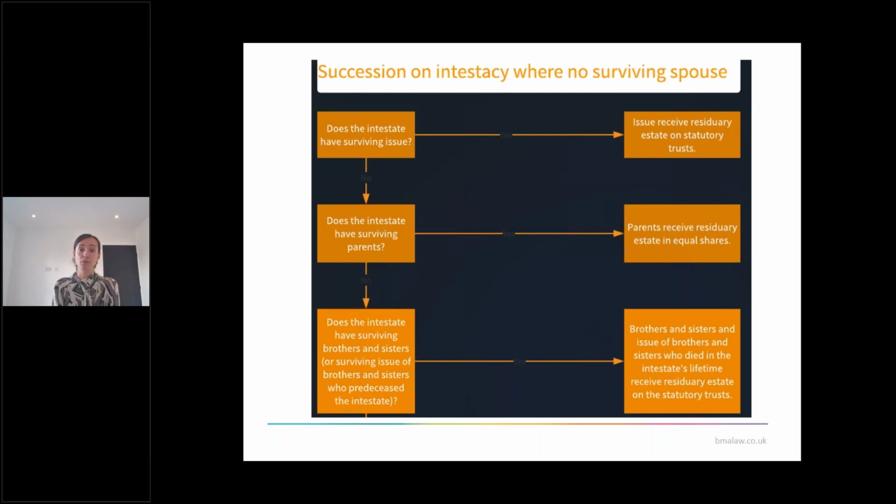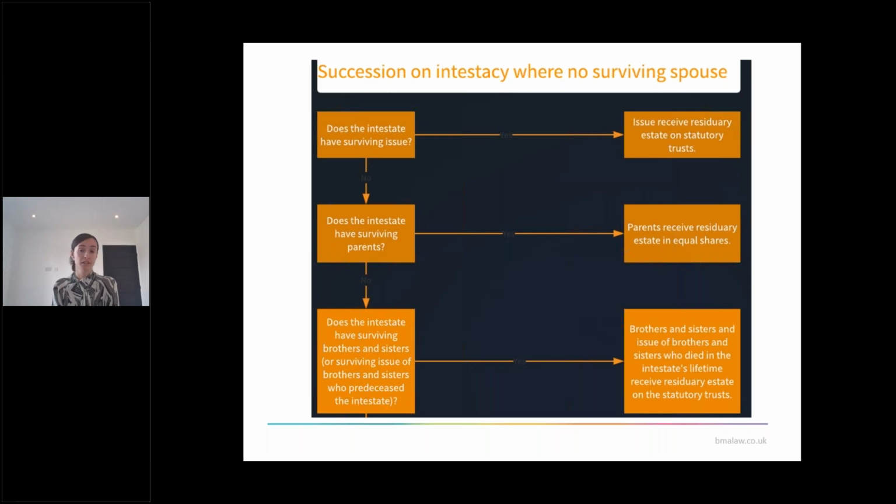If a person dies without a spouse or civil partner, the estate would pass in accordance with this flowchart. Firstly, we would ask, does the intestate have surviving issue? If yes, they would receive the estate, and if more than one, in equal shares. So we're thinking child, children, adopted children. But if not, we would be asking, does the intestate have surviving parents? If yes, then the parents would receive the estate in equal shares.